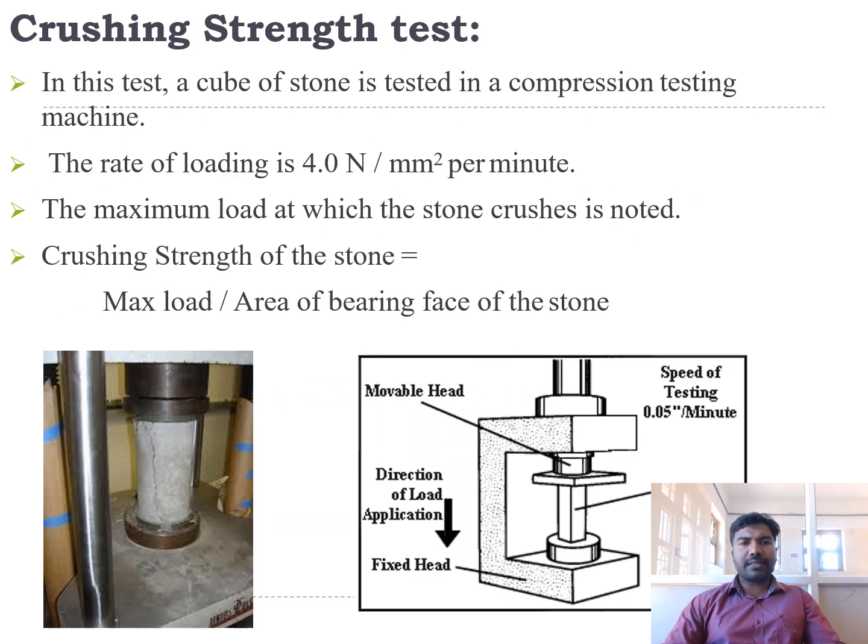Next, crushing strength test. In this test, a cube of stone is tested in a compression testing machine. The rate of loading is 4 Newton per mm square per minute. The maximum load at which the stone crushes is noted. Crushing strength of the stone is calculated as maximum load divided by area of the bearing face of the stone. This is a schematic diagram of conducting the crushing strength test on stone.